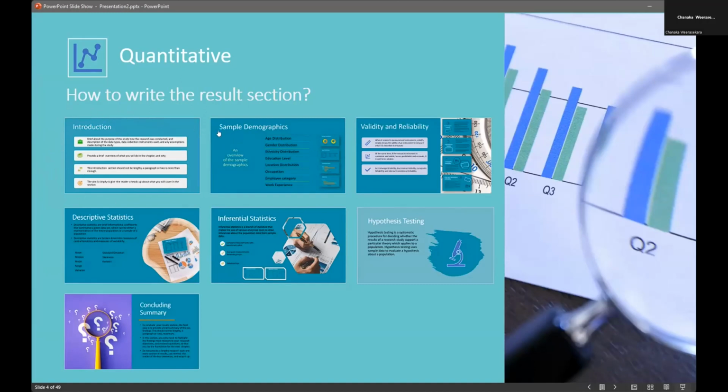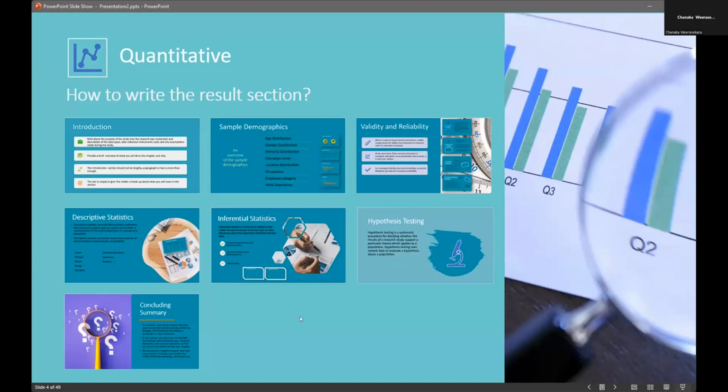Then we can present some sample demographics. After that, we have to present something related to the validity and reliability of your instrument. Then you can present descriptive statistics. After that, we can go for inferential statistics. Then we can move into the hypothesis testing. Then you should include a concluding summary. So this is the basic structure of your results chapter.